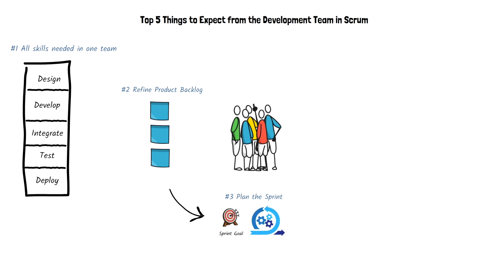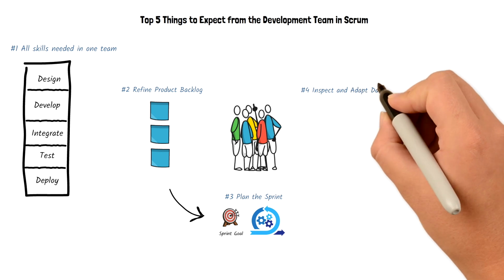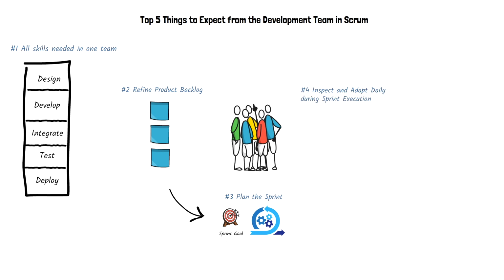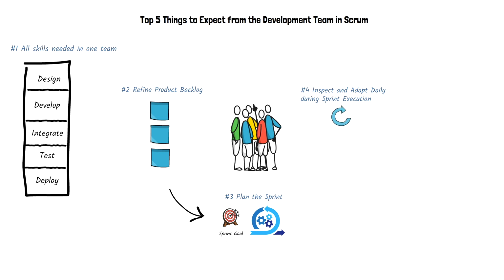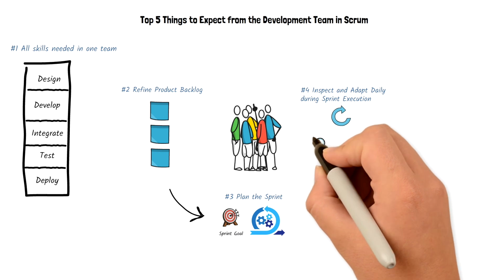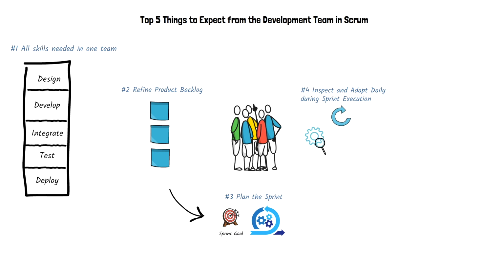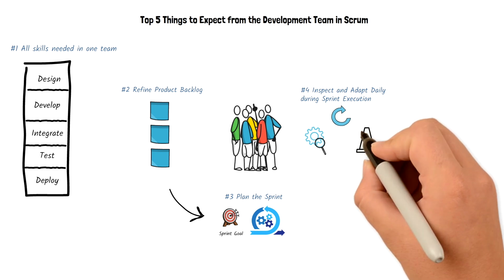The development team is expected to self-organize and execute the work they committed during the sprint planning. During the active sprint, the entire team meets to inspect and adapt during a daily stand-up. During this session, the development team inspects progress toward the sprint goal and adapts the plan if needed. They should also communicate any blockers or impediments to the Scrum Master.